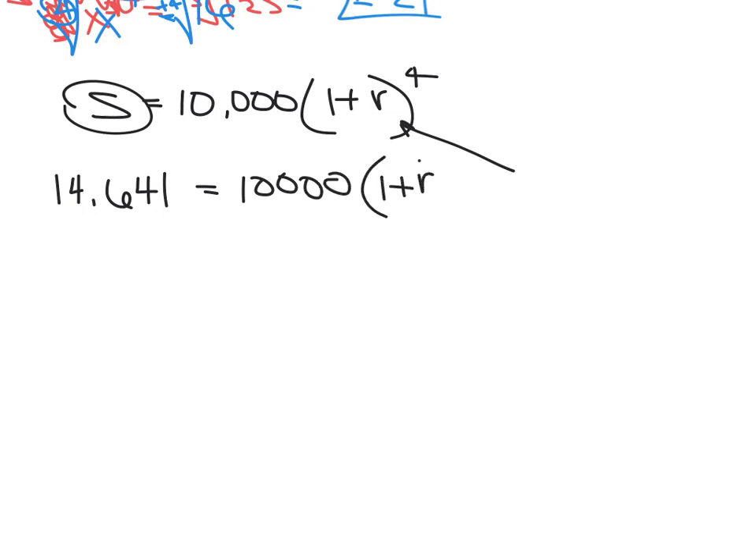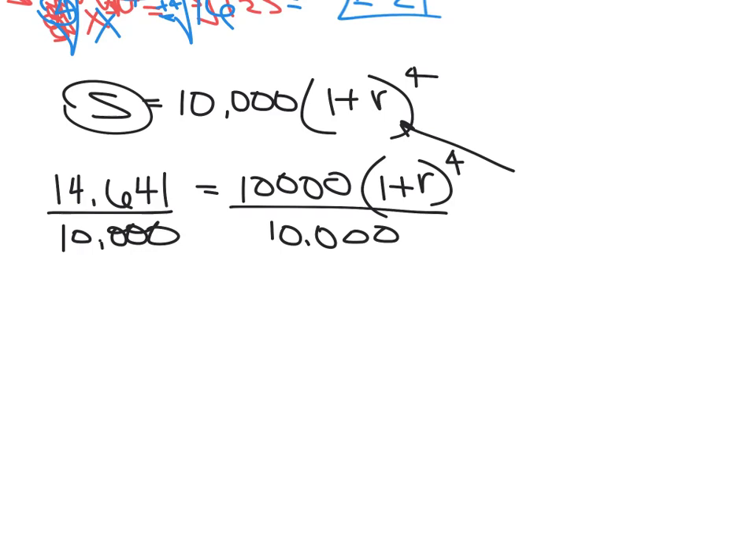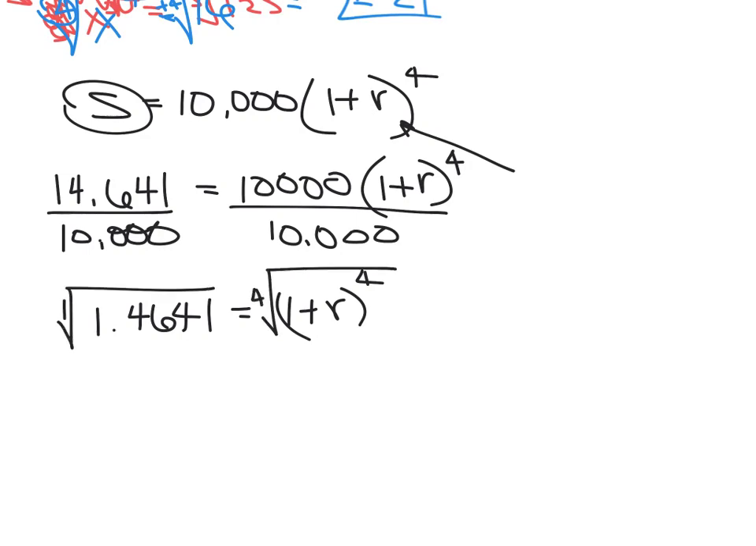So I'm going to have to isolate that doggone R that's kind of in the middle of a bunch of goop. So I'm going to divide by 10,000. Divide by 10,000. And that's going to give me 1.4641 equals 1 plus R to the 4th power. Now if I take this to the 4th and this to the 4th, and because again it's even, it's going to be plus or minus, I get plus or minus 1.1 equals 1 plus R, because all of this stuff comes off there.